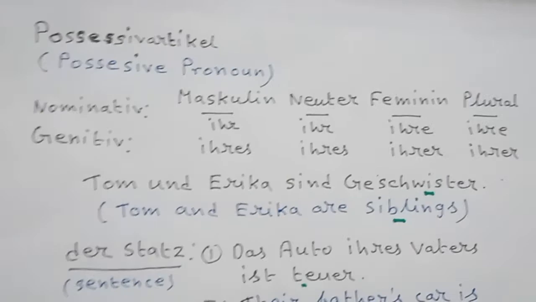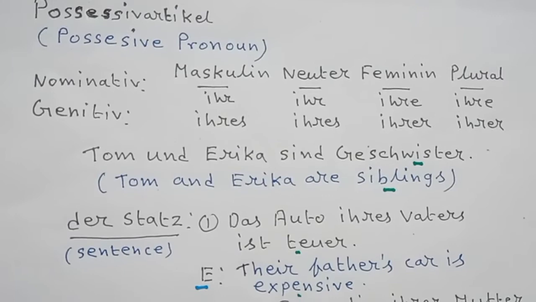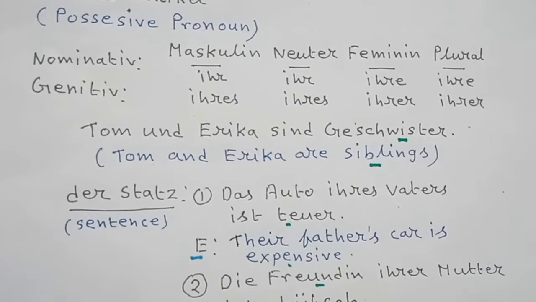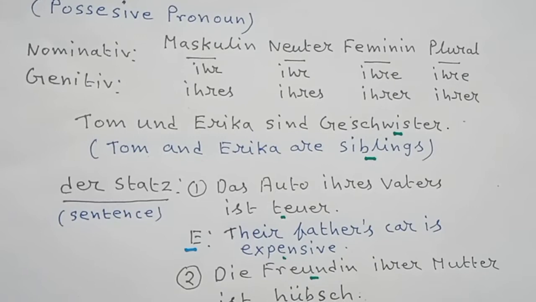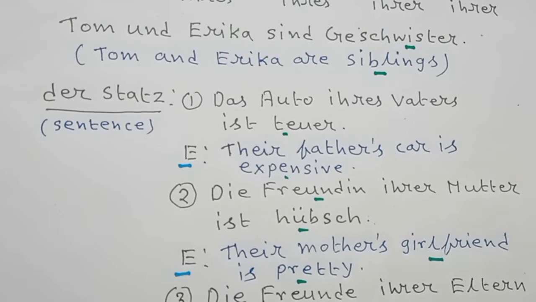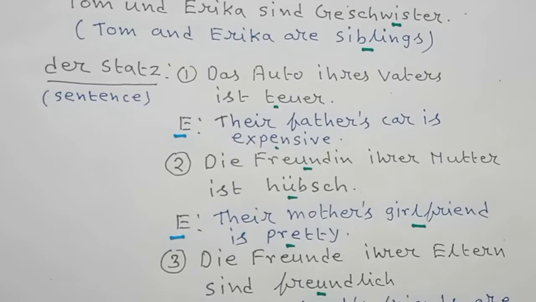Now, possessive article or possessive pronoun: masculine, neuter, feminine, plural. Nominative: ihr, ihr, ihre, ihre. Genitive: ihres, ihres, ihrer, ihrer. Now, Tom und Erika sind Geschwister. Tom and Erika are siblings. Now, the sentences. Das Auto ihres Vaters ist teuer. English: their father's car is expensive.